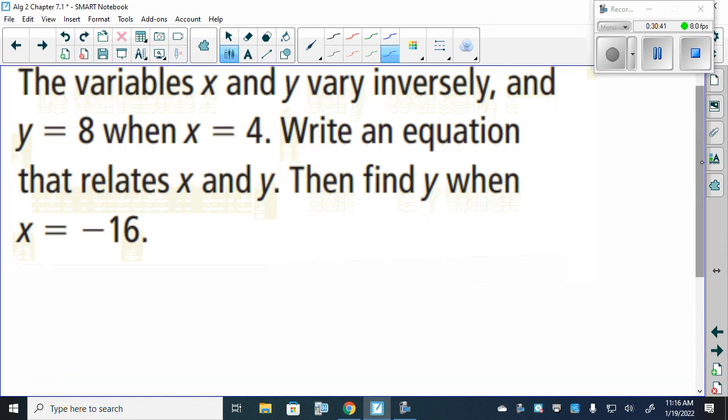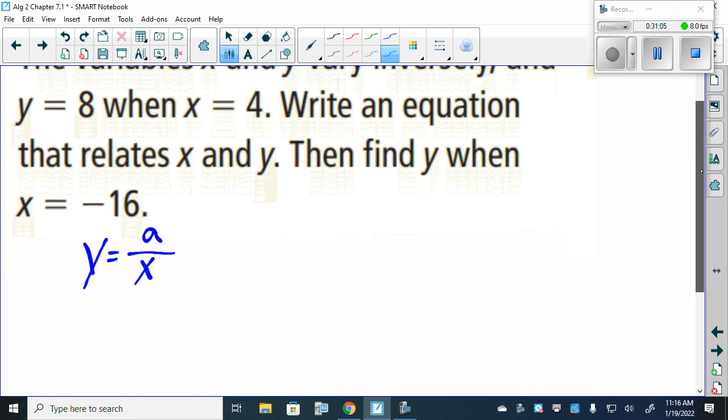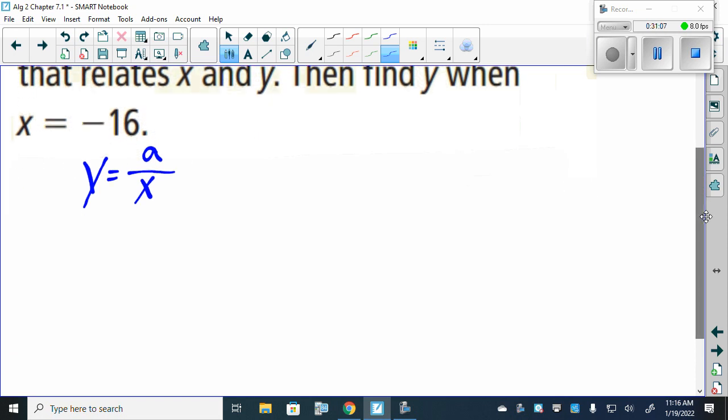The variables x and y vary inversely. Okay, if they vary inversely, we're saying that y is equal to what? A over x. And the reason we're using this one here is because this is a nice equation relating x and y. We're talking about relating x and y. We want them on different sides of the equation. And y is equal to 8 when x is equal to 4. Write an equation that relates x and y. Then find y when x is equal to negative 16.